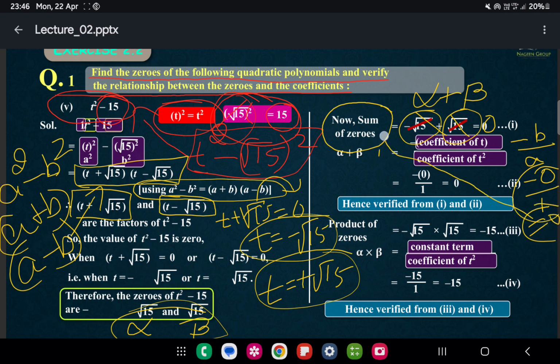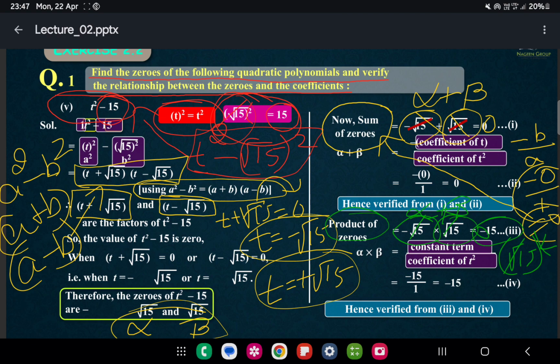So the sum of the zeros is 0. Then come to the product of the zeros, alpha into beta. Minus root 15 into plus root 15, the roots will cancel each other, you will get minus into plus, minus, and root 15 whole square will be, we will get minus root 15 whole square. Square root and root will cancel each other, 15 will be the answer you will get.